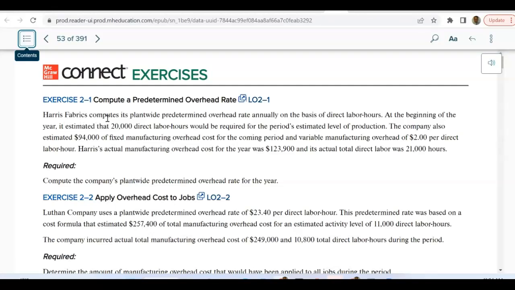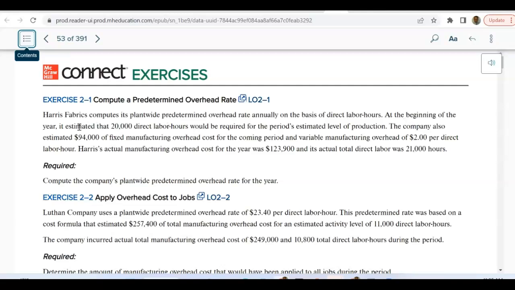Harris Fabrics computes its plant-wide predetermined overhead rate annually on the basis of direct labor hours. So direct labor hours is the cost driver. And we calculate the predetermined rate for the overhead based on that specific cost driver. Every company is different. They choose something as a cost driver. So this company chose direct labor hours, not dollars, not machine hours, but direct labor hours as the cost driver.